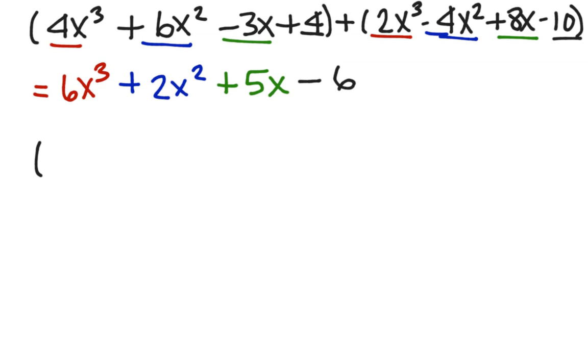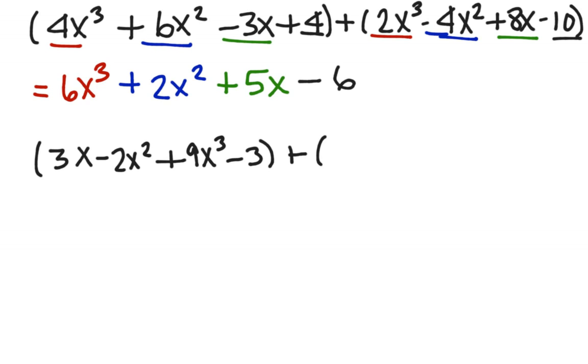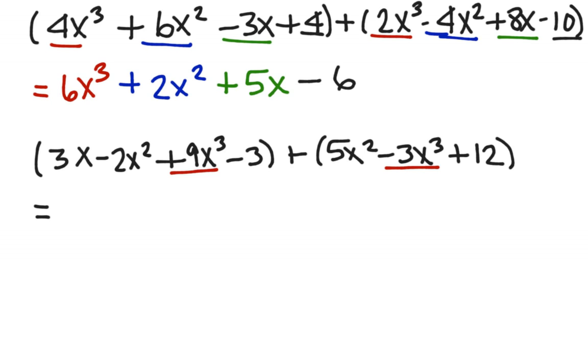Next example, I'm going to take 3x minus 2x squared plus 9x to the third minus 3. We're going to add it to 5x squared minus 3x to the third plus 12. You'll notice, unlike the first example that I did, these are not in standard form. However, when we write our answer, we again want to make sure we write our answer in standard form. Highest power in either parentheses is x to the third. I have a 9x to the third. I'm adding it to a negative 3x to the third. That is 6x to the third.